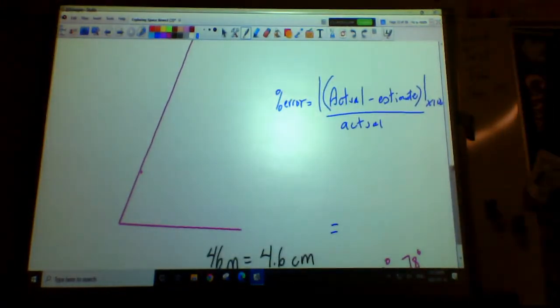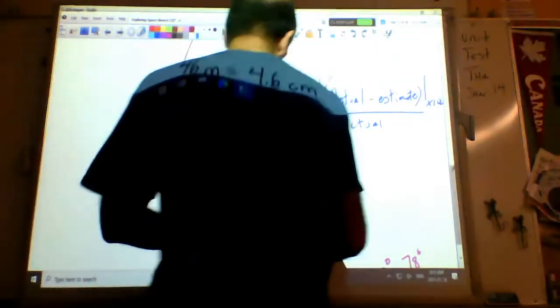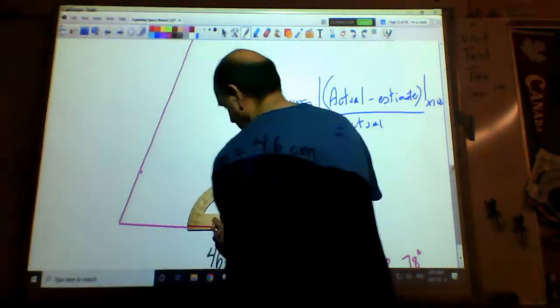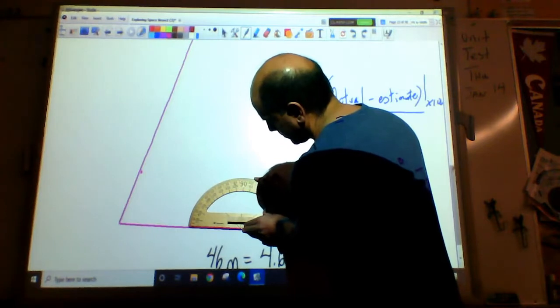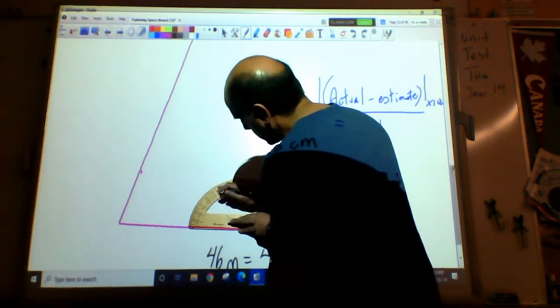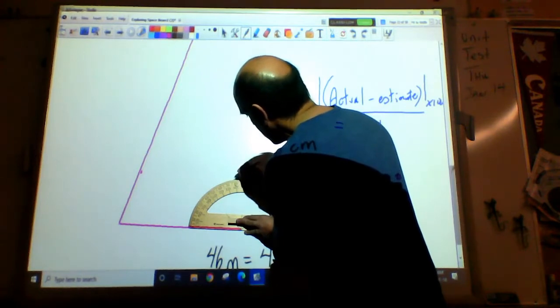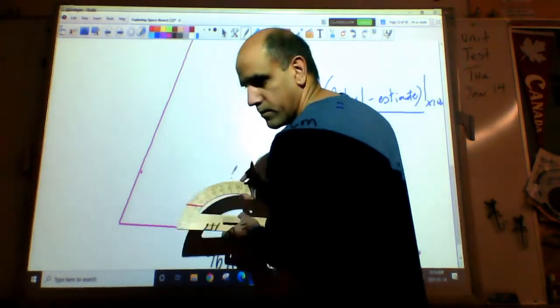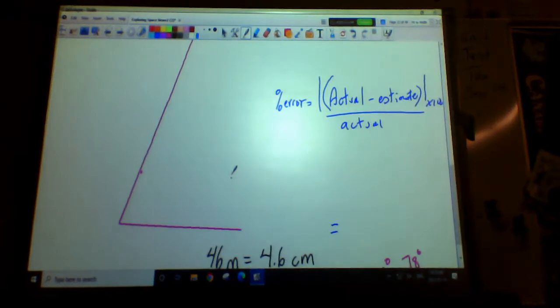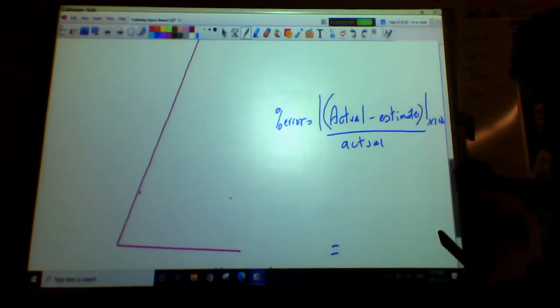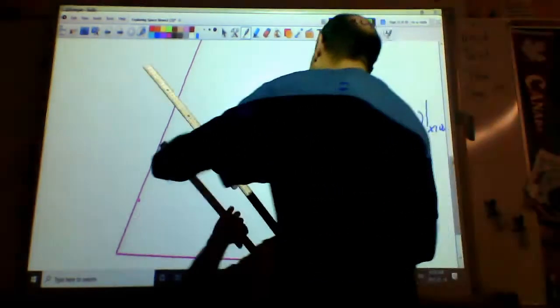The other angle is 78 degrees, so I'm going to go to the other side. I'm going to hang my protractor half on, half off, and go all the way up to 78 and put my dot there. I'm going to grab my ruler and extend that line up, and where the two lines meet, that's where my object is.